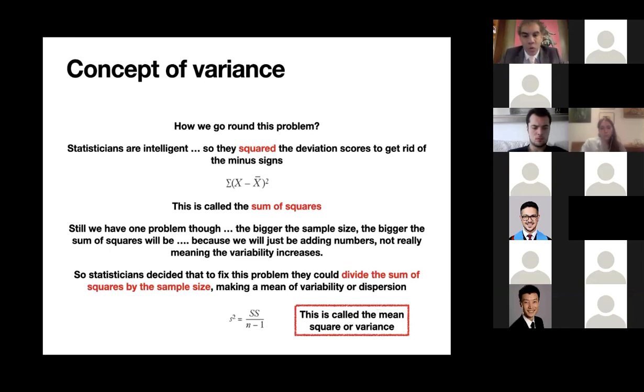Okay, so I hope you all understood how the variance works and how the formula for variance works.